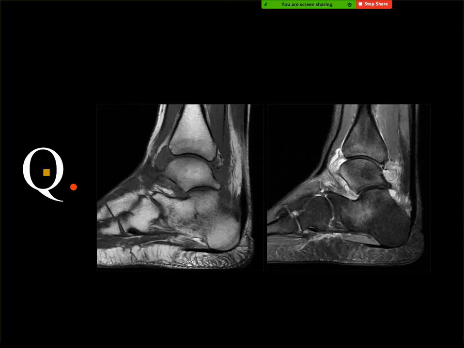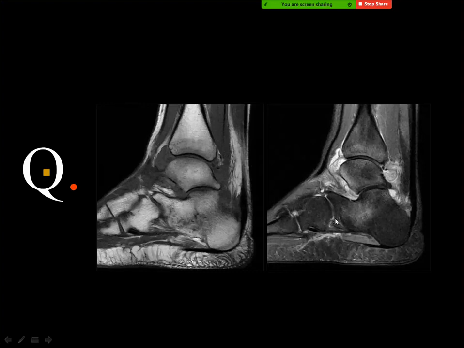Coalition between the navicular and the calcaneus. Coalition between the calcaneus and the cuboid. This is the calcaneus, and this is the cuboid.